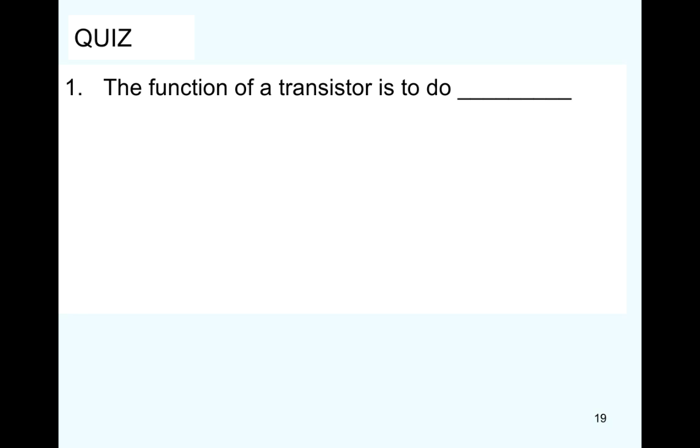The function of transistor is to do rectification. Second option is amplification. So what is the correct answer? The function of transistor is to do amplification only.